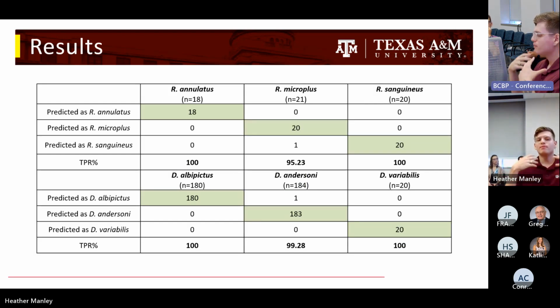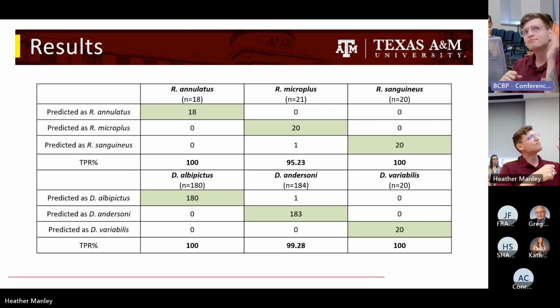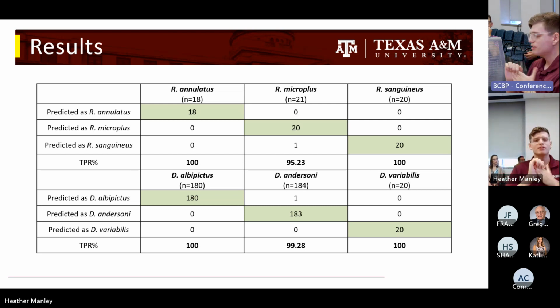We also wanted to see if we could predict the species from each genus. We had 3 species in Rhipicephalus and Dermacentor. In Rhipicephalus, annulatus had 100% accuracy, we had over 95% for microplus, and then 100% for sanguineus. What's not cool about this one is that all of these will carry or vector the pathogens that cause cattle fever.